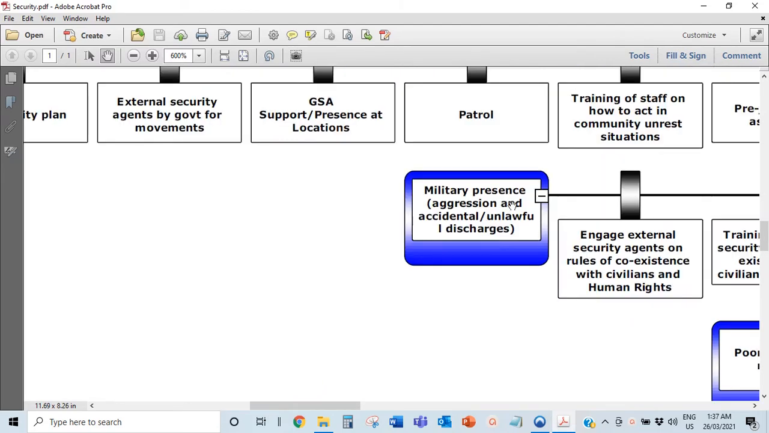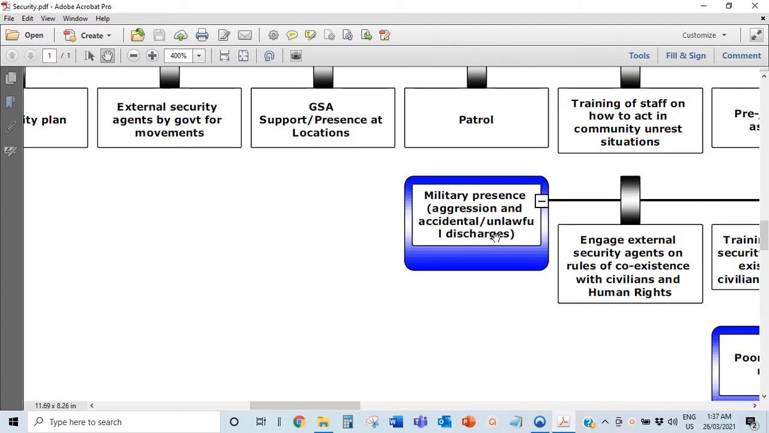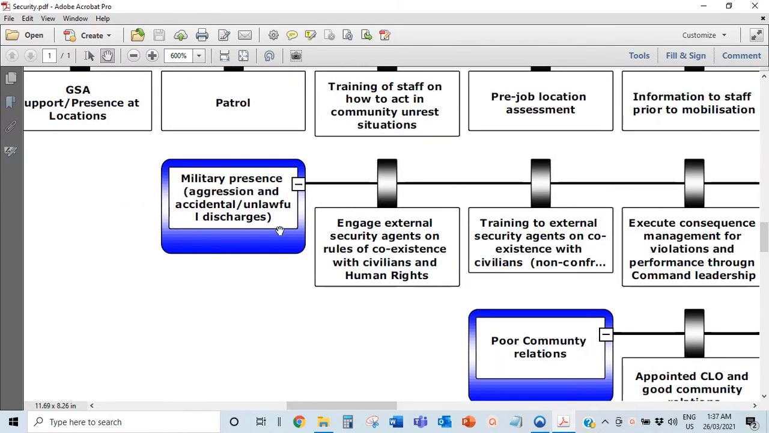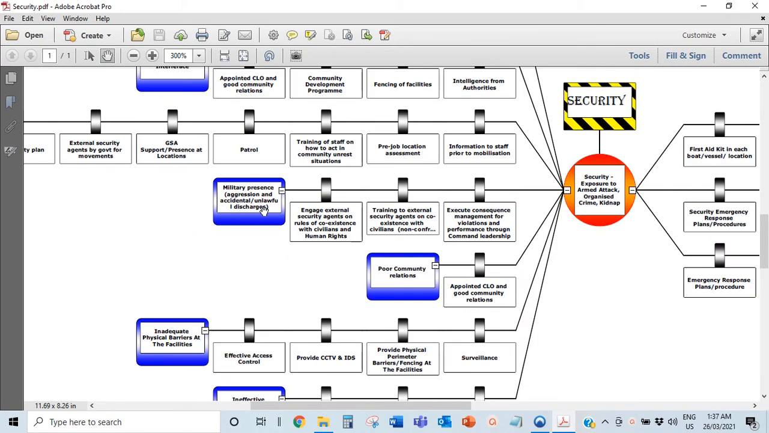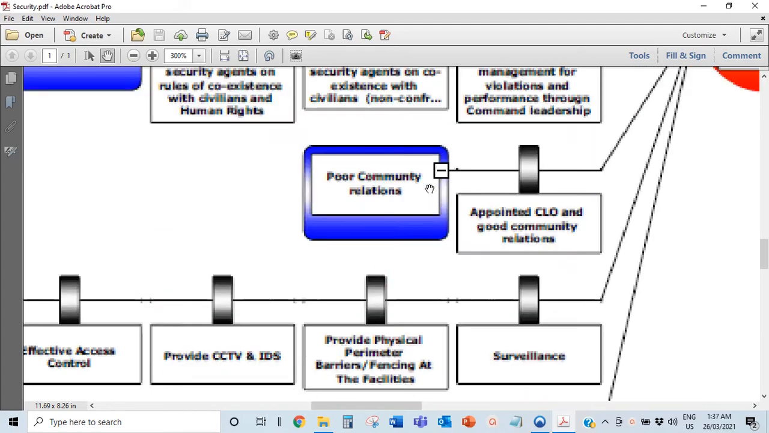Then military presence, aggression, and accidental unlawful discharges. Probably here there could be military presence, which is normal in some parts of the world, to use military personnel to protect people going to work on some facilities. And when they get aggressive, sometimes there could be unlawful discharges of their weapons. So that could also be an exposure to violence.